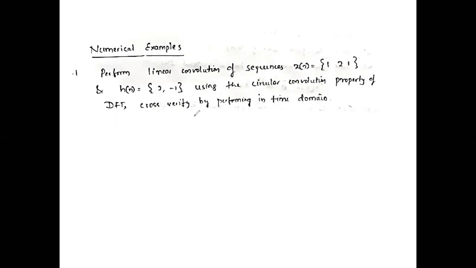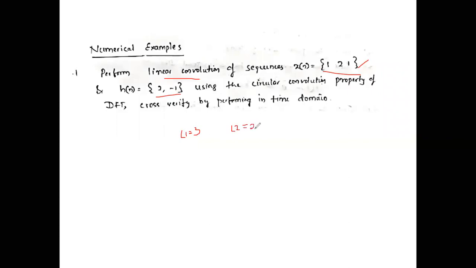So here is the first one. What is the question here, by the way? The question is to perform linear convolution of sequences. Two sequences are given, you can see. The length of the first sequence is 3. Let me call it L1. The length of the second sequence is 2.